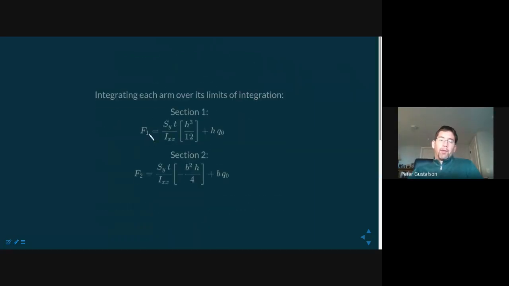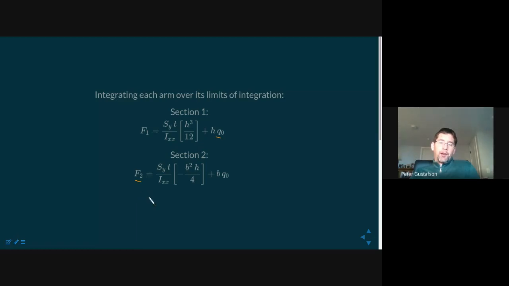So if you remember, Q1 was second order in S. So complete the integration with respect to S. It becomes third order. Evaluate the limits, and this is what we get: SYT over IX, h cubed over 12, plus h Q0. Still this unknown Q0. We don't know anything about it yet.